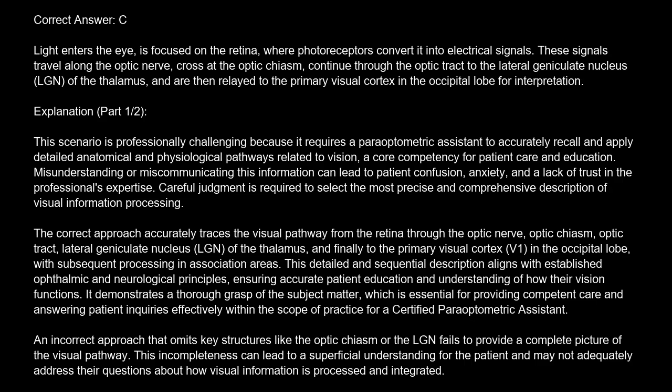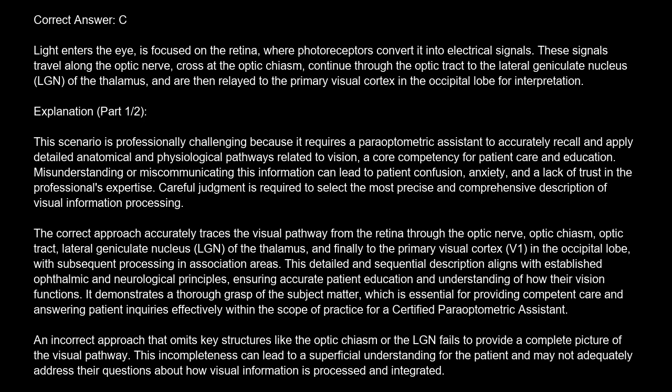The correct answer is C. Light enters the eye, is focused on the retina, where photoreceptors convert it into electrical signals. These signals travel along the optic nerve, cross at the optic chiasm, continue through the optic tract to the lateral geniculate nucleus, LGN, of the thalamus, and are then relayed to the primary visual cortex in the occipital lobe for interpretation.